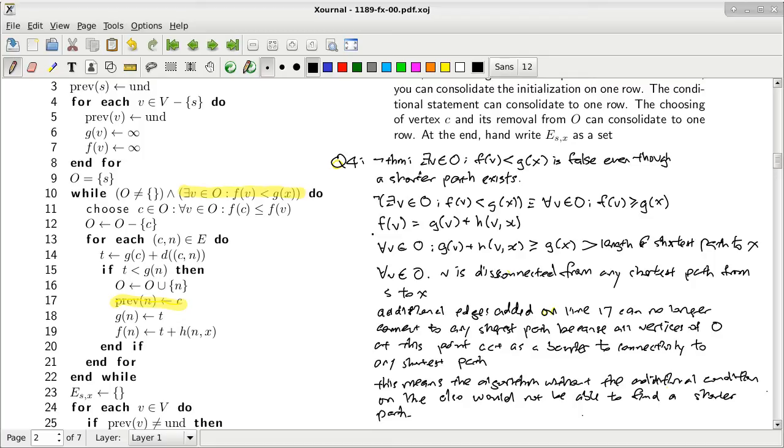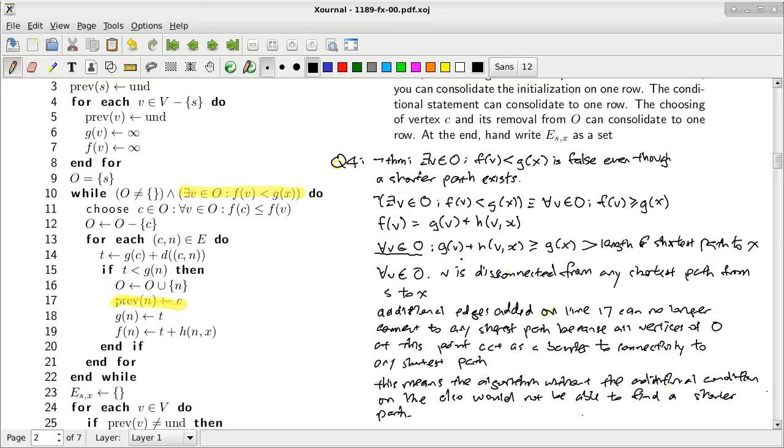It has to do with the for all symbol, this for all here, because we can have individual vertices that do that, but we cannot have all vertices in O that have this property. That really is the key, because I read a lot of arguments about how G of X is supposed to be the length of the shortest path. Well, it is the length of the shortest path discovered up to this point, but it is not necessarily the length of the actual shortest path.